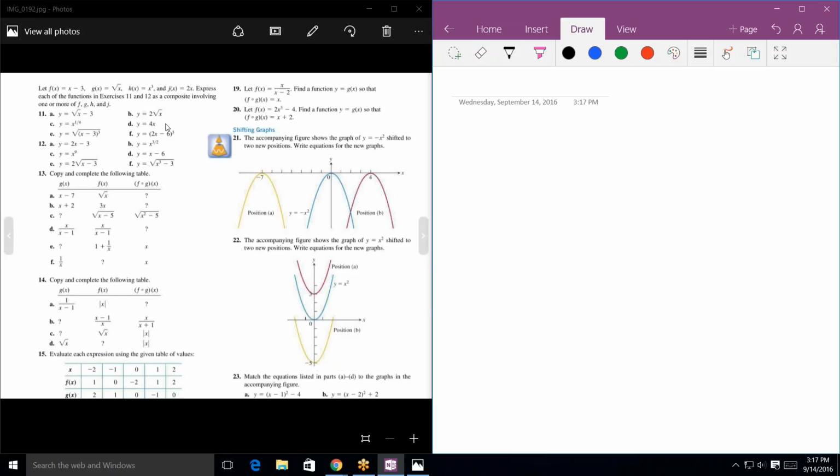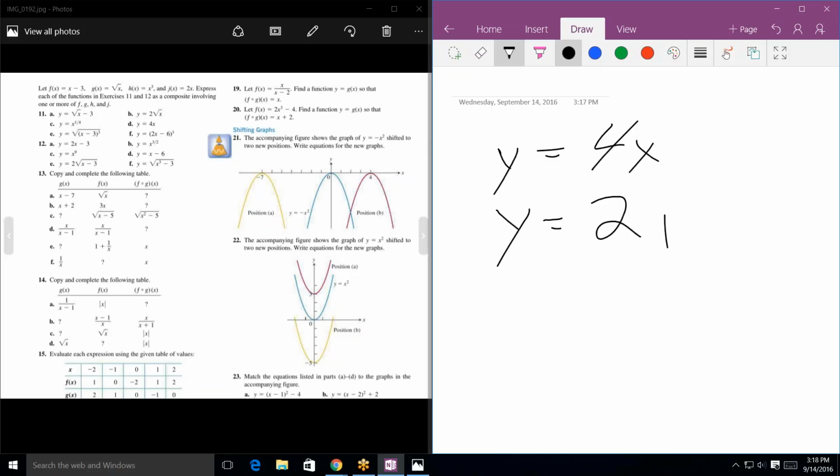All right, so let's look at D. y equals 4x. What would that be in terms of these 4 functions up here? I see j of x equals 2x. Okay, so what would this be? How many j of x's? 2 j's of x's. That's it. That's simple. In other words, 2 times 2x would be 4x.